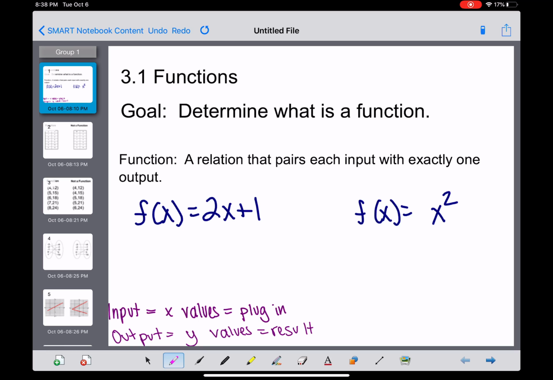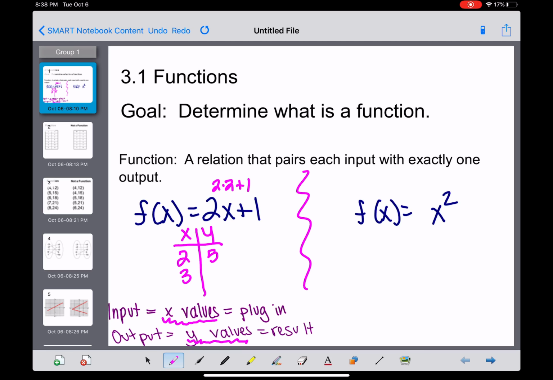So we need to clear a few things up. First, an input are x values. It's what we plug into the expression. The output is the y values, which is the result. So if I look at my first function, if I plug in 2, so that is my input, I get out 5 because 2 times 2 plus 1 is 5.